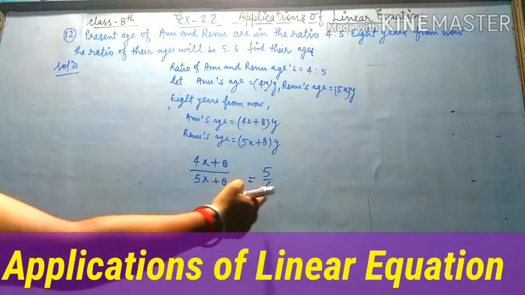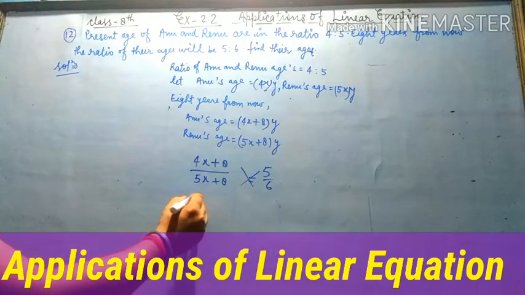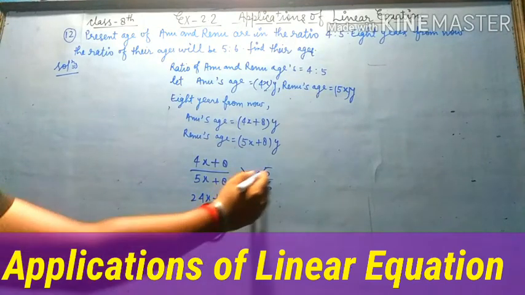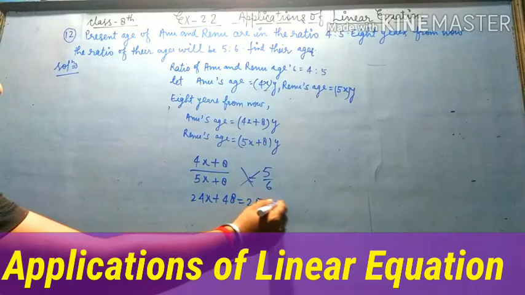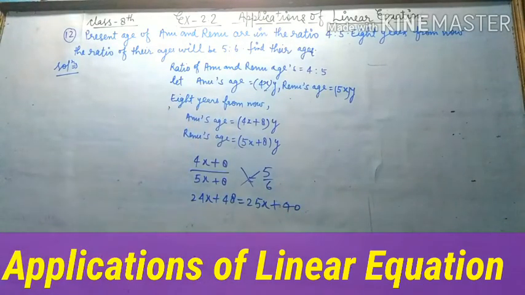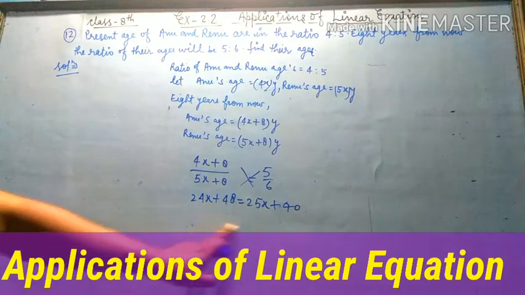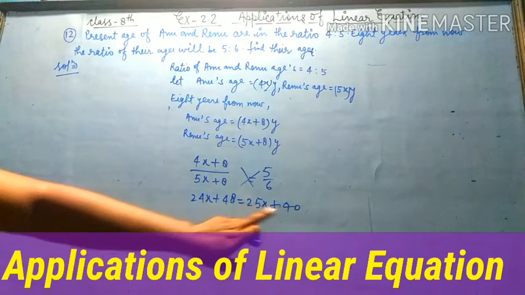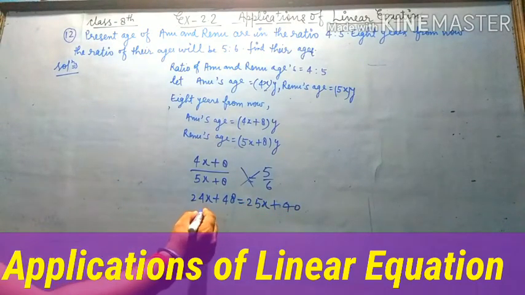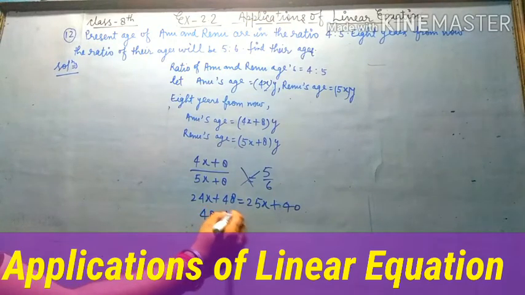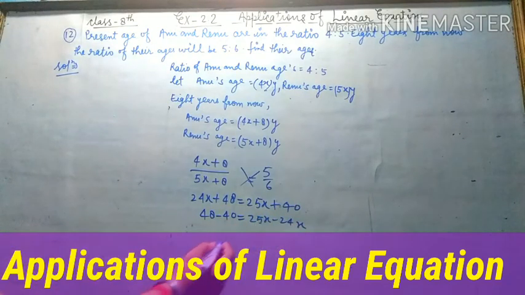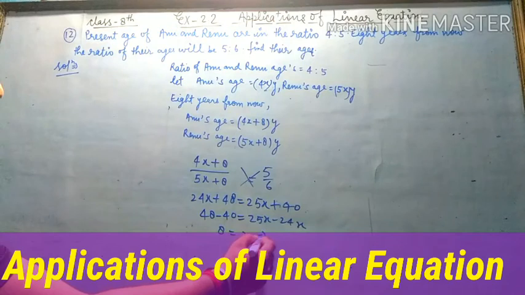Cross multiply we will do like this. 6 4s are 24x plus 6 8s are 48. Here 5 5s are 25x plus 5 8s are 40. We will send the 24x to the right side because 25 is greater, and 40 to the left side because here 48 is greater. So the condition will be 48 minus 40 and 25x minus 24x. Hence here is 8 equals x. Means x is equal to 8.